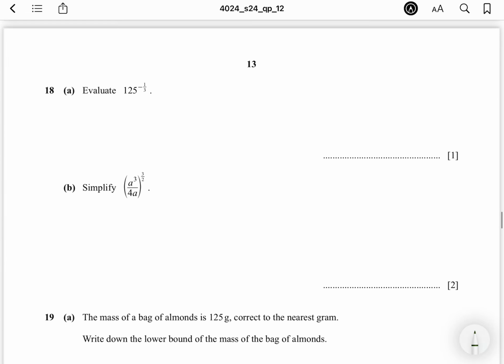Sampatkan ni insyaAllah. 125, negative index. So boleh jadikan positif dulu.